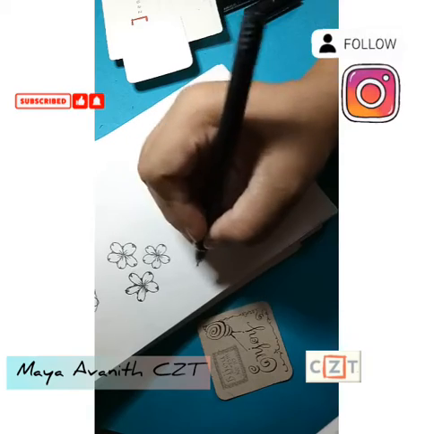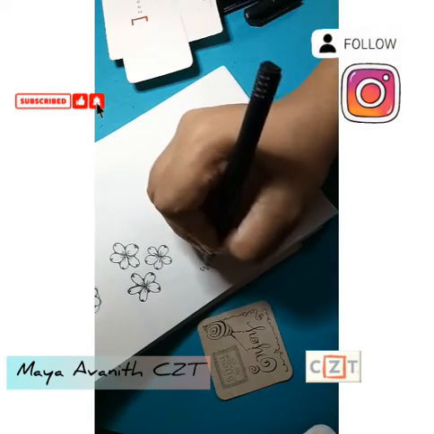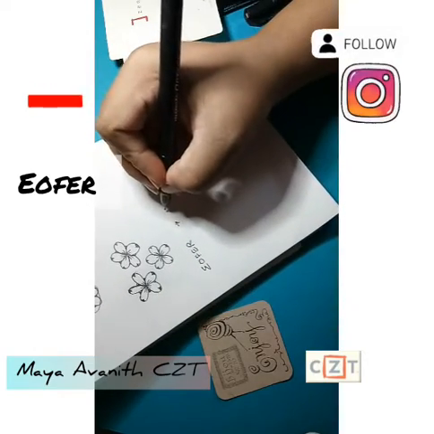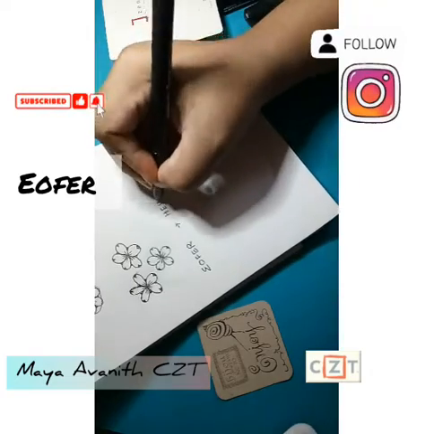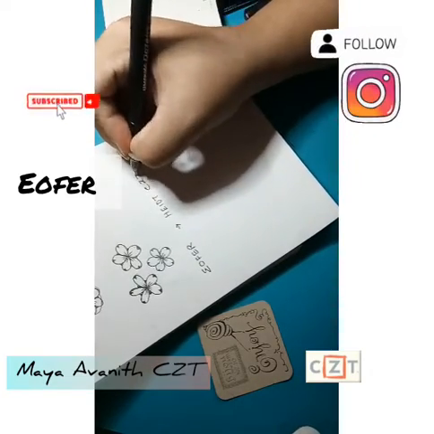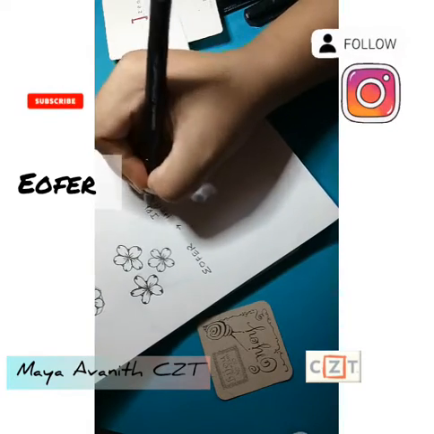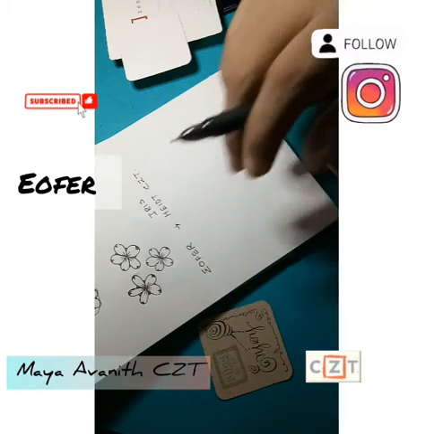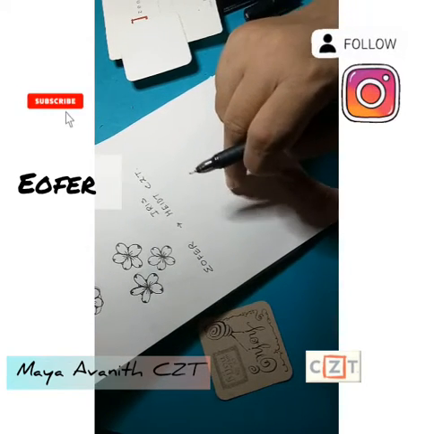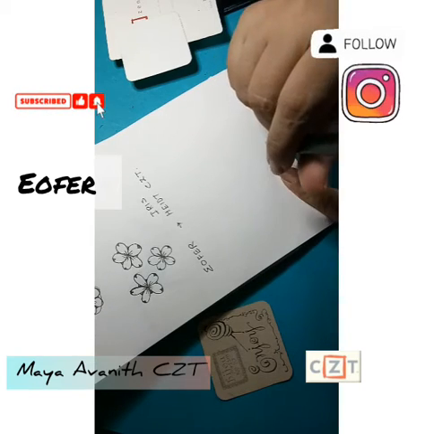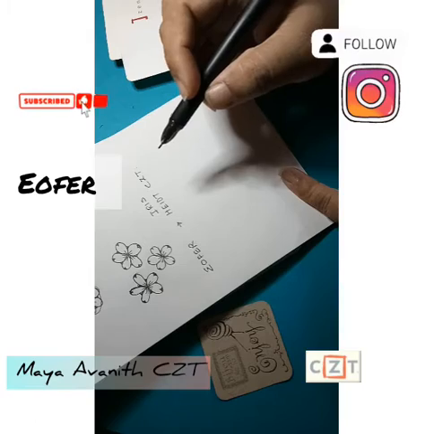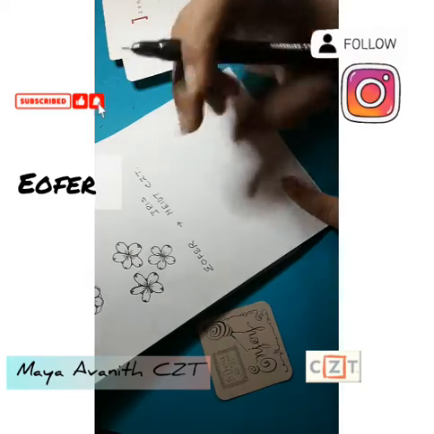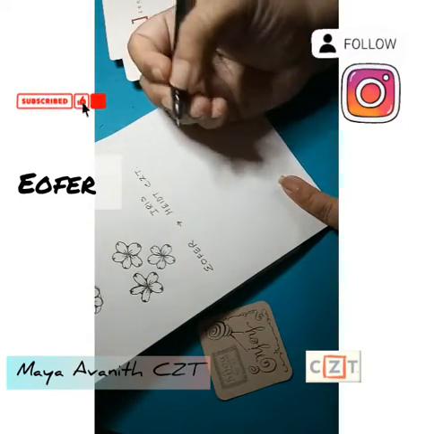This pattern is called Eofer, and it is by a Certified Zentangle Teacher. Her name is Iris Edith. Eofer is a very good organic pattern, and I had played around with it on my Instagram. You can check my Instagram live session which I do every Tuesday at 8 p.m., so you could attend that. Eofer is a very beautiful organic one, flowery, and very simple.